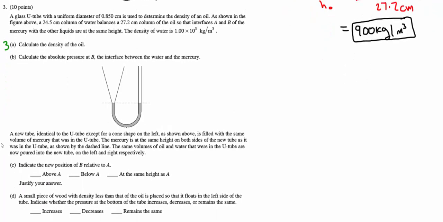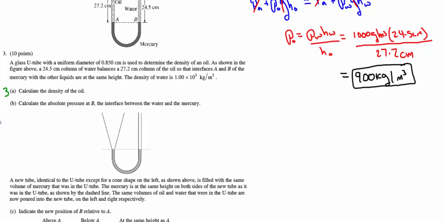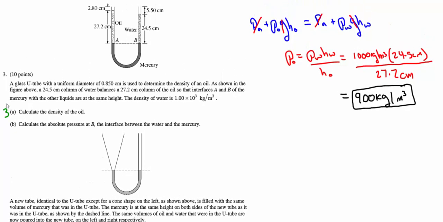We now want to calculate the absolute pressure at B, which is the interface between the water and the mercury. So we want to look at the pressure right here. To do that, I can ignore the oil now, because really that pressure is going to exist due to the atmosphere above the tube and then the fluid of the water above that spot. So for part B, we're looking at the absolute pressure, or P total, equaling the atmospheric pressure plus the rho g h of the water.